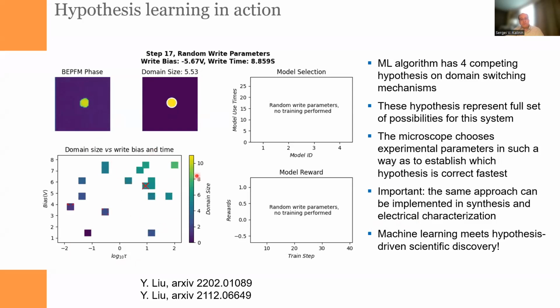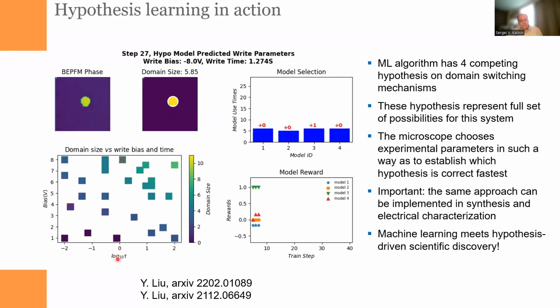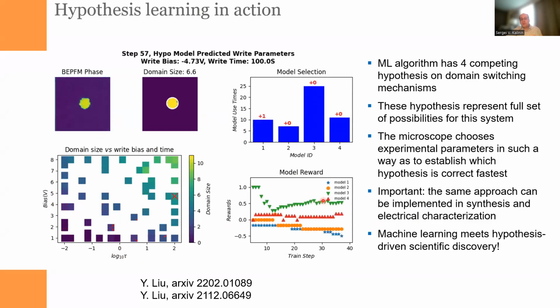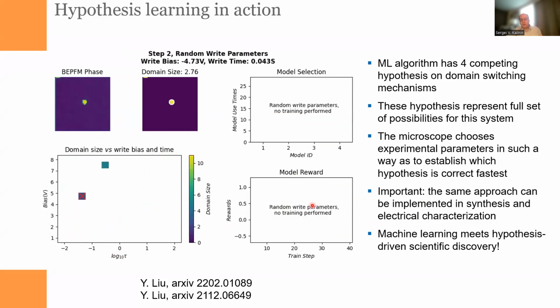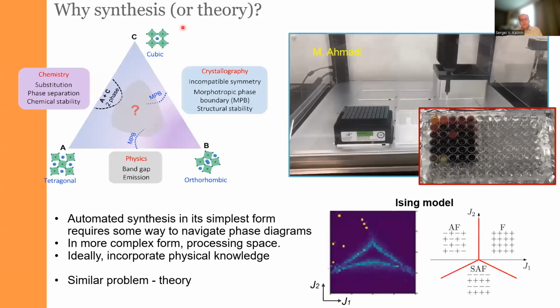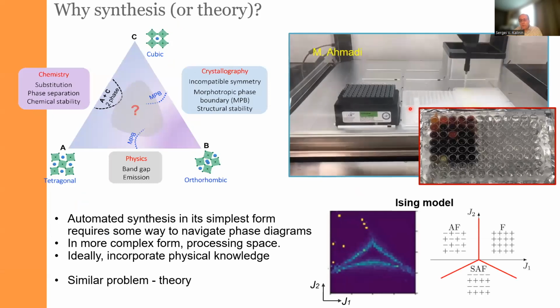This is a relatively simple scenario. We have only a two-dimensional parameter space, the time and the bias. In the beginning, we measure several seed points. Then the algorithm starts to explore different models and run the experiment, selecting a different model as the guide. And after a while, we come to the conclusion that it is the third model that is the correct one. So this is great. We, of course, worked on other scenarios, for example, synthesis, using the same approach, using the theory.